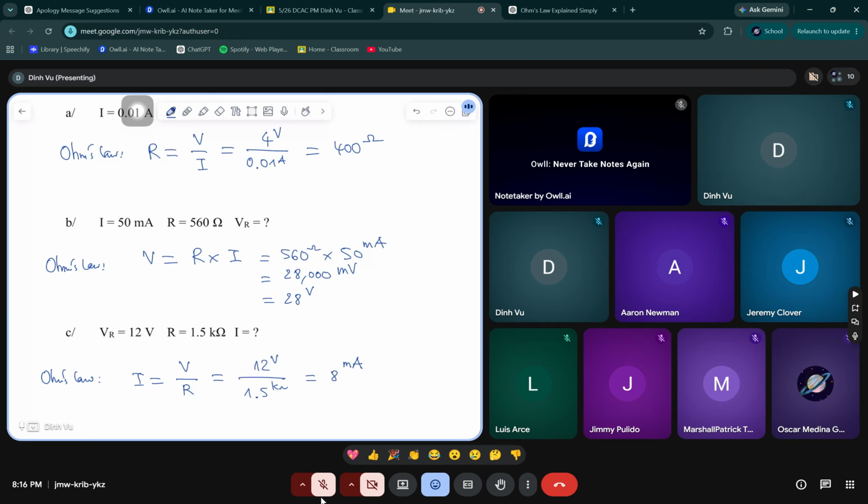So if it's kilo, it steps down to milliamps? Yes, voltage in volts divided by kilo ohms, so you obtain milliamp. Okay.